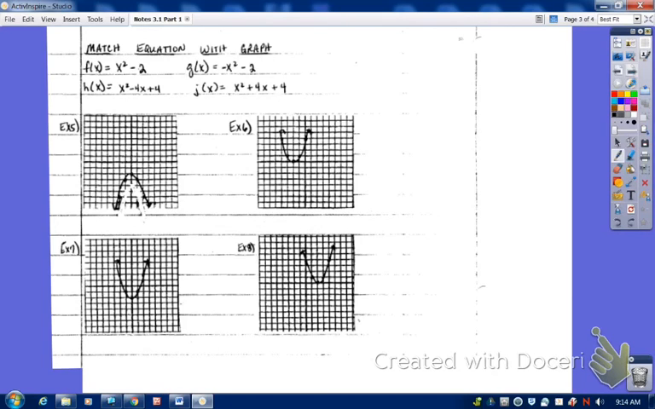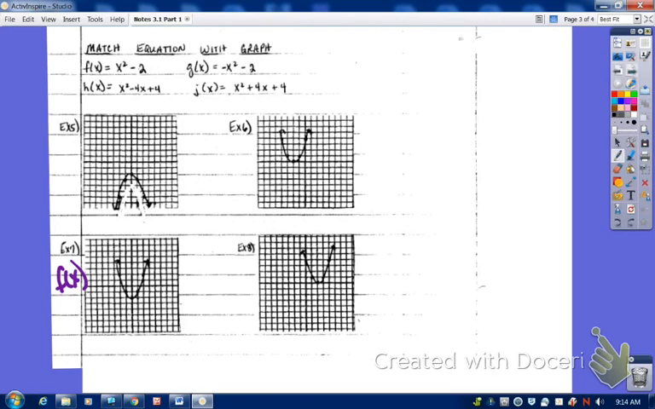Okay, but look at f of x. F of x you can. So let's match f of x. F of x equals x squared minus 2. The minus 2 is on the outside, so that means we are going where? Down 2. Is the parabola facing up or is it facing down? Up. It's facing up. So f of x is going to match with example 7.